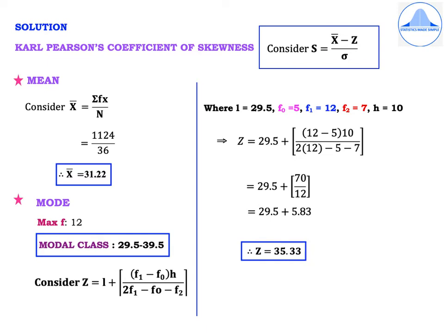Now all the values are highlighted in different colors in the previous table. So you have L equal to 29.5, that is the lower limit of the modal class. F0 is 5, F1 is 12, F2 is 7 and H is 10. Substituting, we get Z equal to 29.5 plus 12 minus 5 into 10 divided by 2 into 12 minus 5 minus 7, which is equal to 29.5 plus 70 divided by 12, which is equal to 29.5 plus 5.83, or you get Z equal to 35.33.